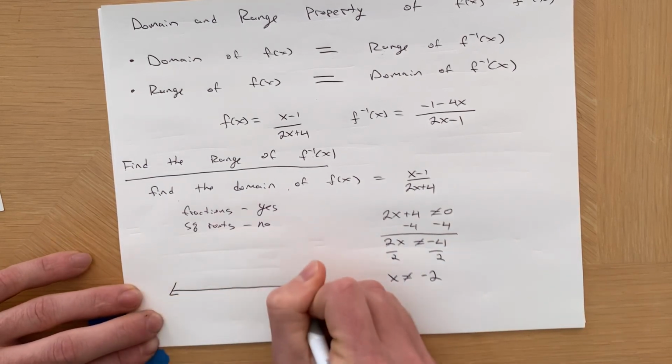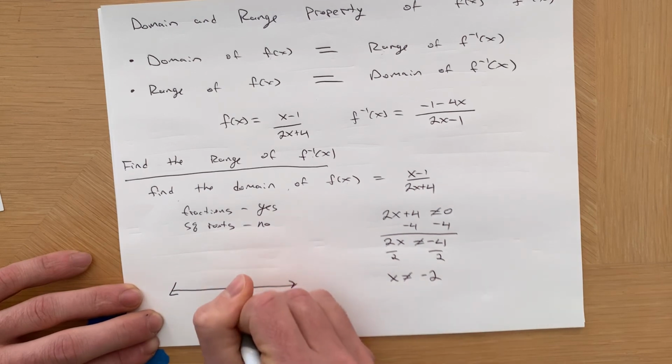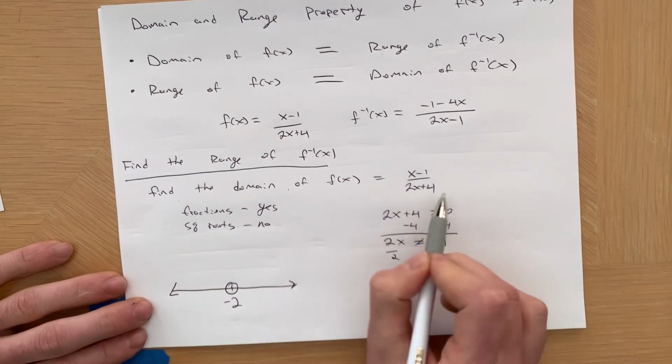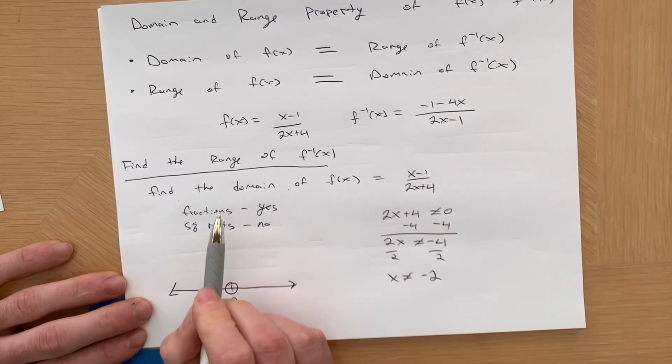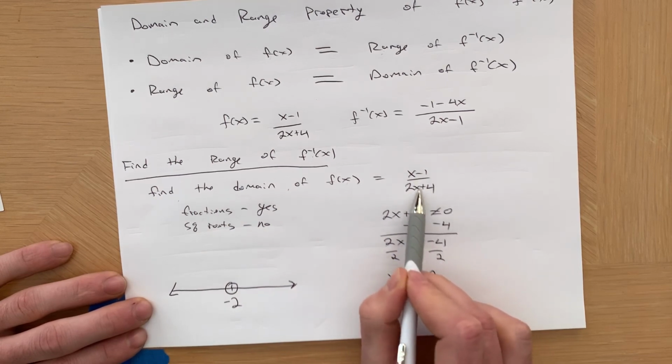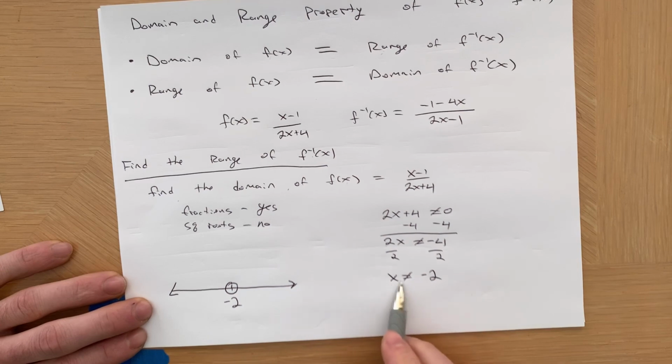So just like always, you go to the number line. Here's minus 2. We can't be that, so we're going to put a circle on there. But nothing else was an issue. Again, we saw there's no square roots, so we don't have to worry about that. And the only issue with the fraction is when the bottom is 0. And the only time that's going to be is when x is minus 2. So x can't be minus 2.